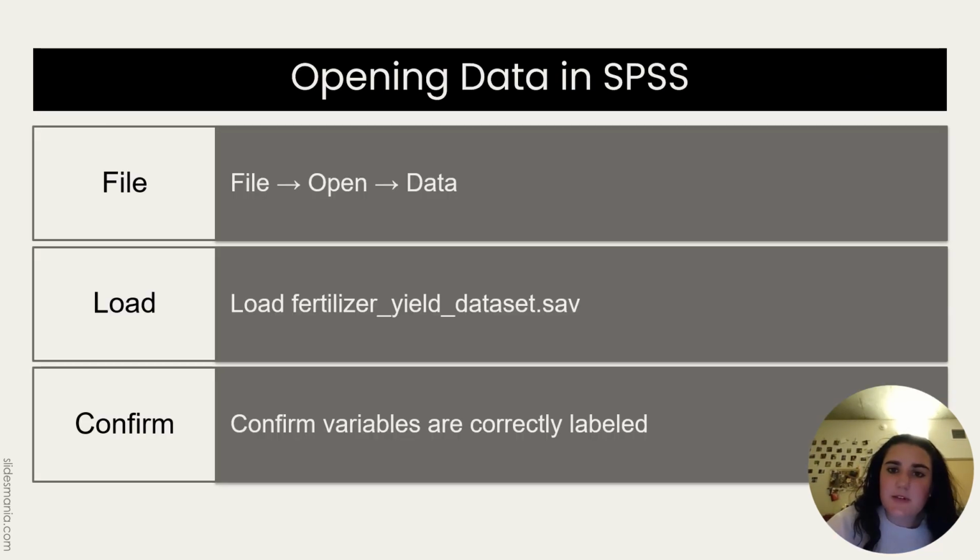Alright, now let's move into SPSS and open our data file. If we look at a step-by-step understanding, you should first click File, and then Open, followed by Data. Navigate to where you saved the fertilizer yield dataset.sav file, and click Open. When the data loads, immediately switch to Variable View.